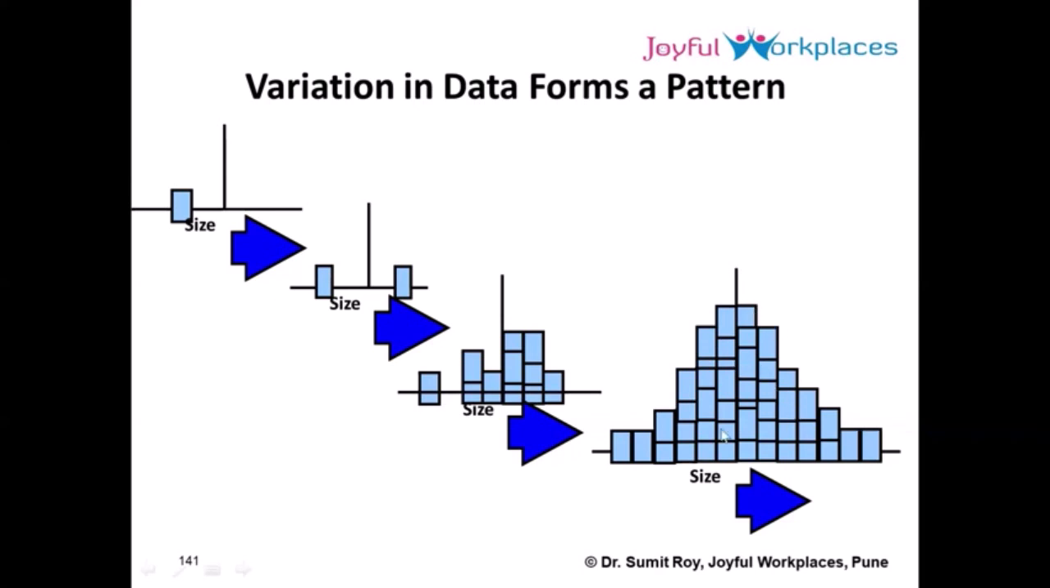Why are we calling it a normal graph? If you try to connect the top end of the bars, you will find a smooth curve, and since that smooth curve resembles the shape of a bell in a temple, we call it a bell-shaped curve. And because of Carl Gauss, a German mathematician who first came up with this definition of the normal distribution, he got a place among the top 10 mathematicians of all time in the world.